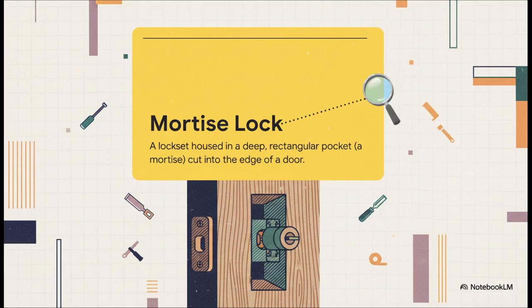So the secret to its incredible strength is right there in the name, mortise. A mortise is that deep, rectangular pocket that's precisely milled into the edge of the door. This thing isn't just attached to the door, the whole lock body is housed inside of it. It becomes this integral, super strong part of the door assembly. That deep pocket, that's your key identifier.